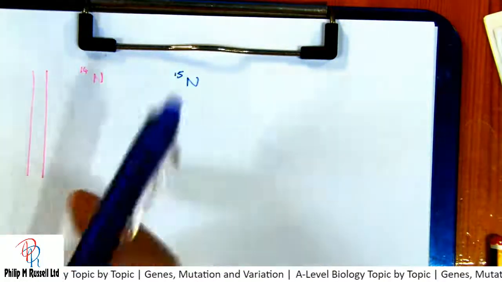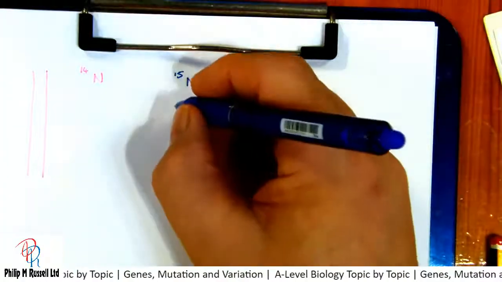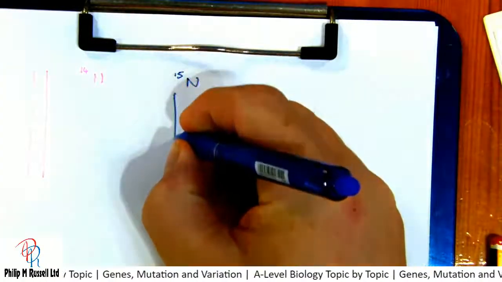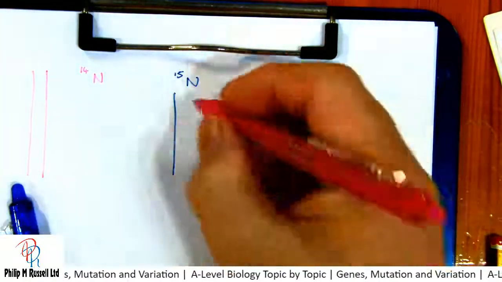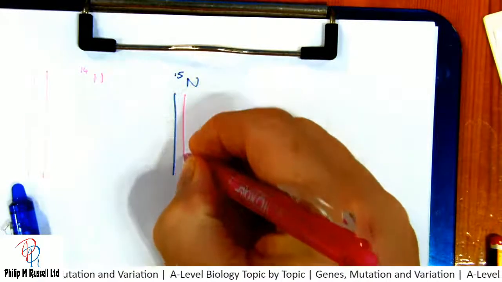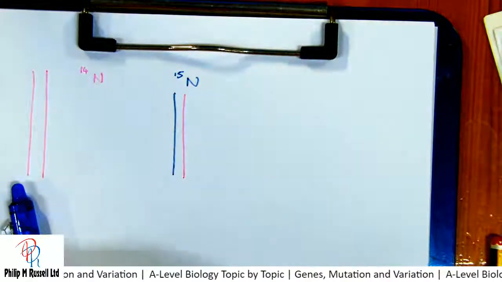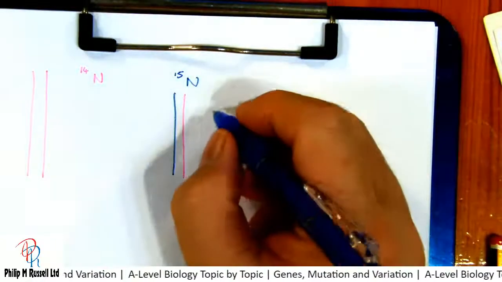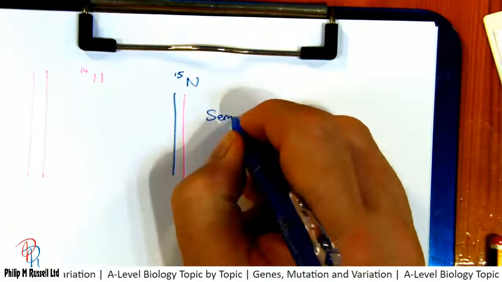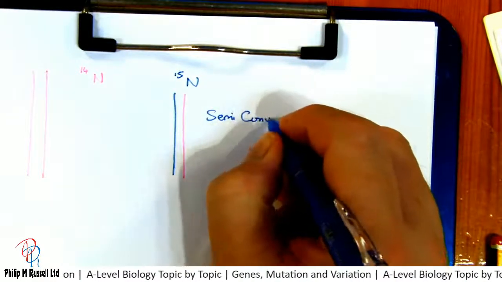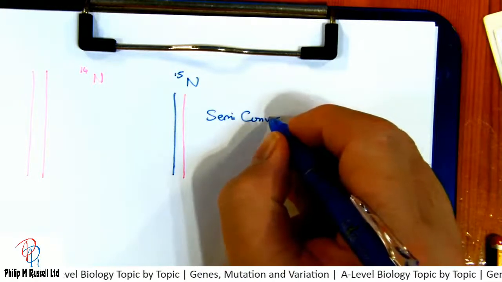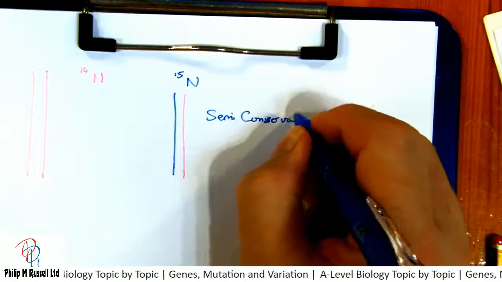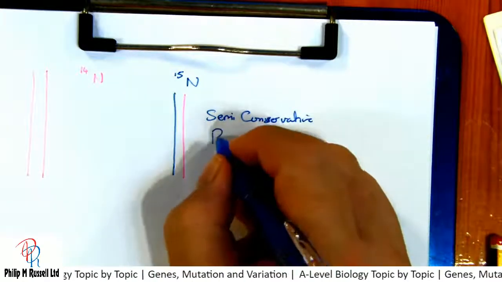And they were looking for two ideas: whether they were going to get the new strand made of 15 to go with the old strand, or, and that is this, semi-conservative replication.